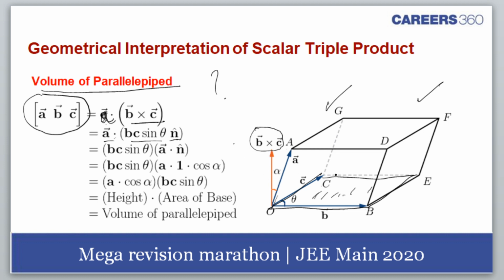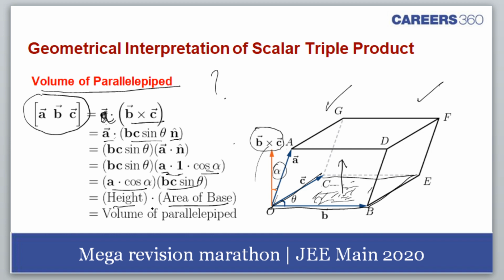N cap is in this direction, I mean perpendicular to the plane, not perpendicular to the area, perpendicular to the plane, this direction. So when I do BC sine theta, A dot n will fetch me A, mod of n would be 1, and cos alpha. Alpha is the angle between the adjacent side and the perpendicular vector. This is alpha. So basically, this would be the height of the parallelepiped. So A cos alpha is nothing but the height, and BC sin theta is nothing but the area of the base. So when you multiply the area of the base with the height, you actually get the volume of the figure.